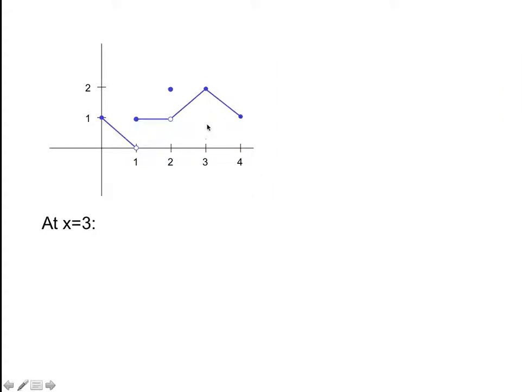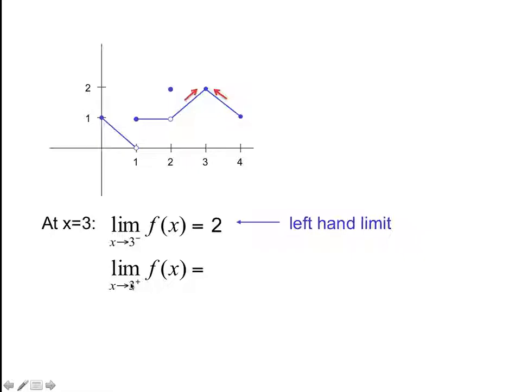Let's take a look at 3. As we approach an x value of 3 from the smaller values, we approach a y value of 2. As we approach an x value of 3 from the larger values, that's this arrow, we also approach a y value of 2. So those outputs, or those y values, are the same.